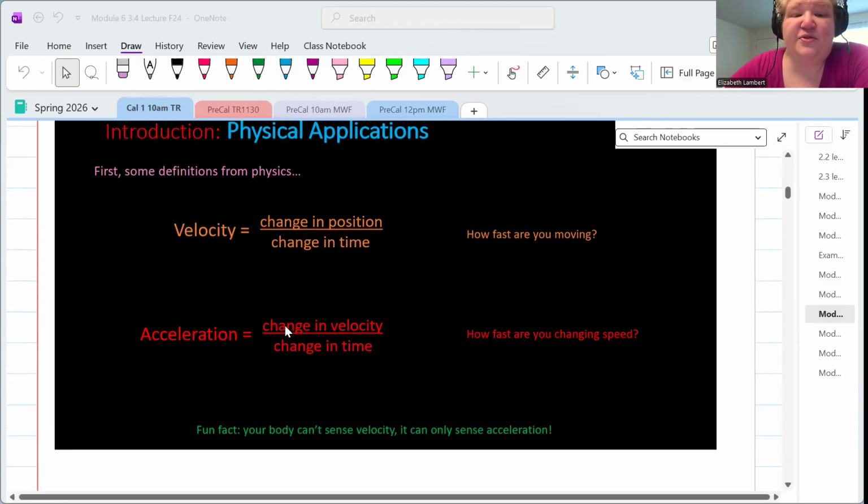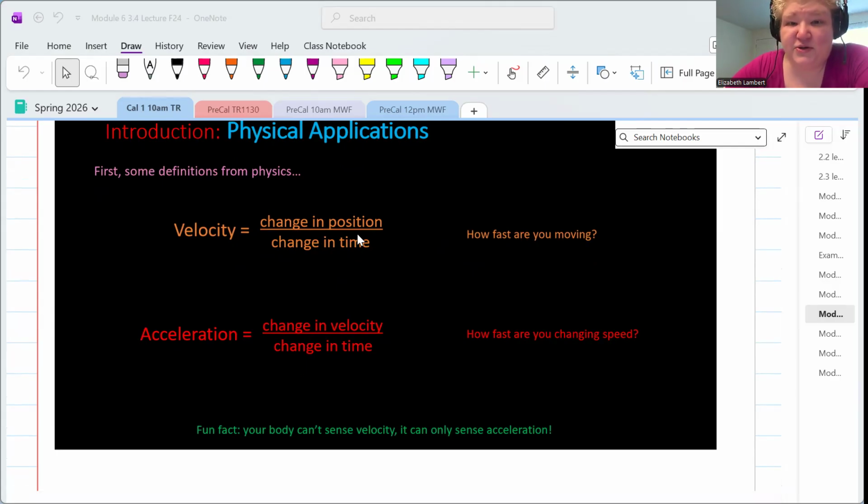Acceleration is the change in the velocity over the change in time. So you might be going 60, but are you going 60 with your foot pedal to the metal? Or are you going 60, but you're slamming on the brakes? Are you speeding up or are you slowing down? Or you could have no acceleration at all. You could cruise at 60 with no change if you set your cruise control.